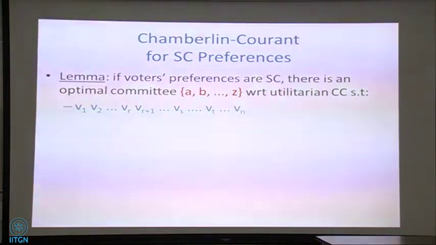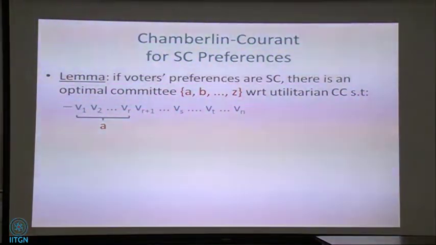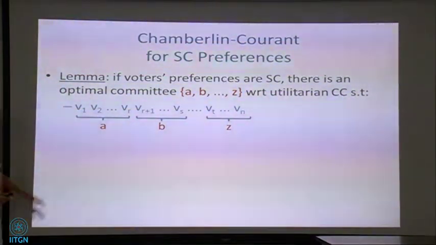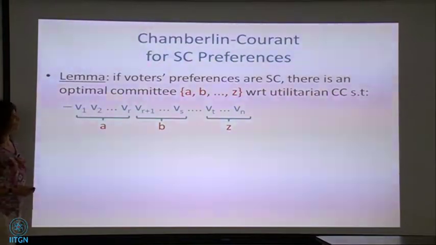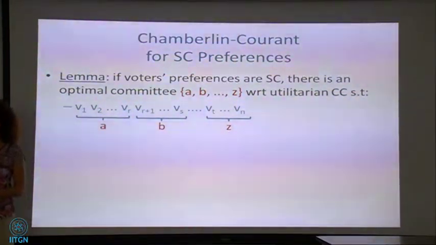Okay, so here's a lemma. The lemma is about the structure of an optimal committee. I claim that the optimal committee behaves like this. I have my list of voters, in the single-crossing order. I'm going to break it into blocks. The first block is going to be represented in the committee by candidate A, in the sense that among the committee members, the favorite candidate will be A. The second block will be represented by B, and so on. The last block will be represented by Z.